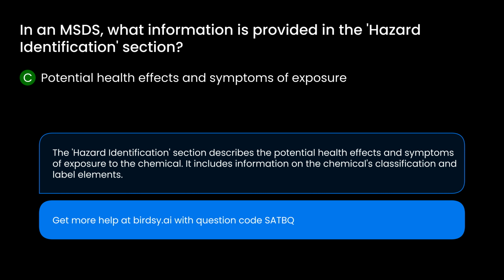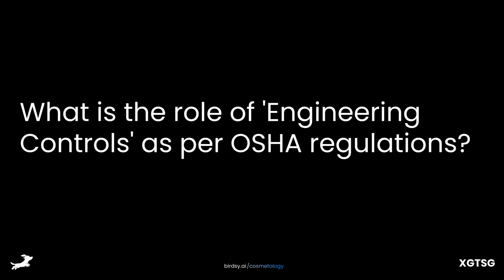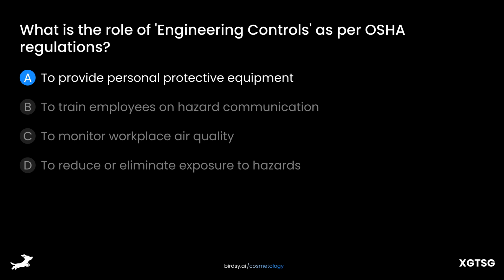The Hazard Identification section describes the potential health effects and symptoms of exposure to the chemical. It includes information on the chemical's classification and label elements. What is the role of engineering controls as per OSHA regulations? Is it A, to provide personal protective equipment? B, to train employees on hazard communication? C, to monitor workplace air quality? Or D, to reduce or eliminate exposure to hazards? The answer is D, to reduce or eliminate exposure to hazards.